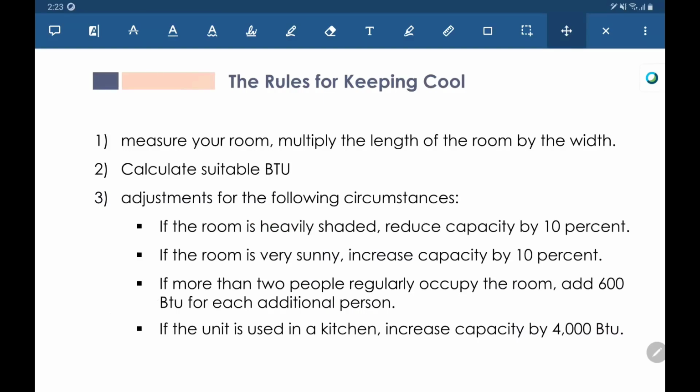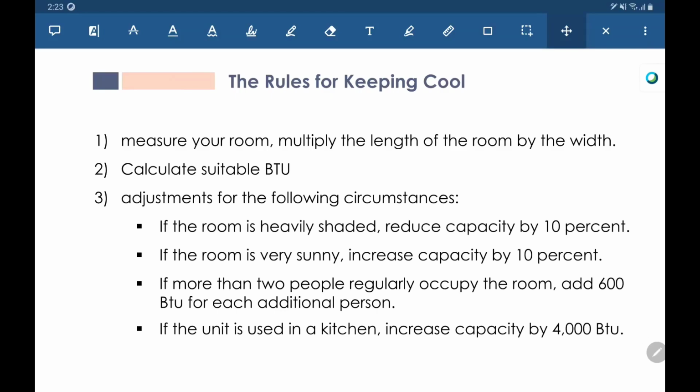Then, to calculate how many BTUs you need, you can use this rule that helps you get the right air conditioner and keep your room cool. First of all, you have to measure your room. Multiply the length of the room by the width and then calculate the suitable BTU for your room, according to the formula from the previous slide. Sometimes you need to consider the condition of the room and adjust the value of the BTU.